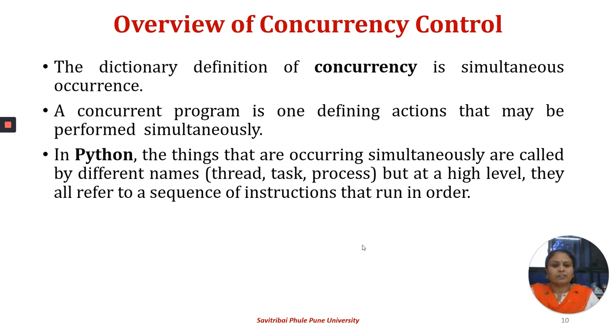This is the dictionary definition of concurrency, which means simultaneous occurrence. So a concurrent program is one defining actions that may be performed simultaneously. In Python, the things that are occurring simultaneously are called tasks, or they can be called threads or processes. But at a high level, they all refer to a sequence of instructions that run in order.